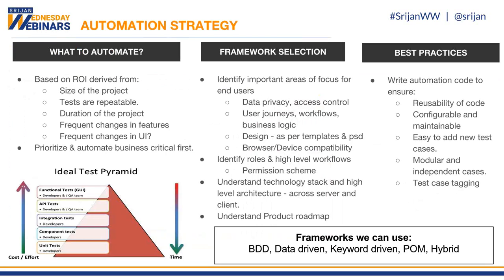And after that, I'm moving to best practices. These are the best practices of QA automation. So these are very standard ones: reusability of the code, configurable and maintainable, easy to add a new test case, modular and independent cases, test cases tagging. Now we can just focus on how the code should be reusable.